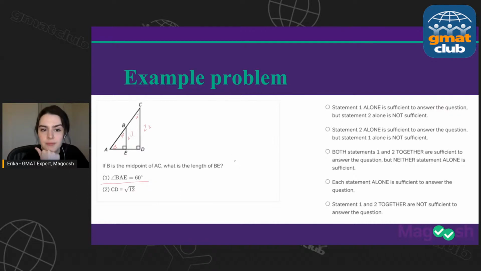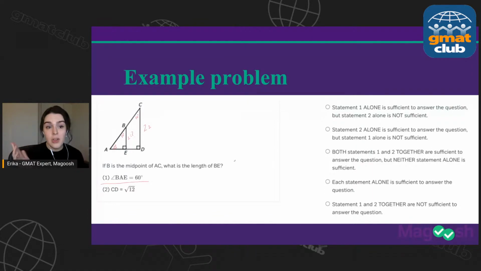Is that sufficient to tell us the length of Z? In the chat, yes or no? Can we determine the length of Z if we know that this is a 30, 60, 90 triangle? Yeah, awesome. Angles are never enough to determine a length or an area exactly. Yeah, so a bunch of folks are getting this.